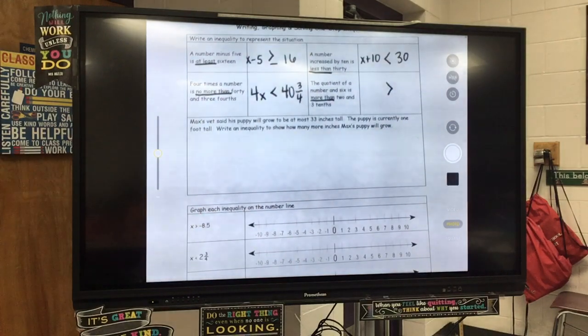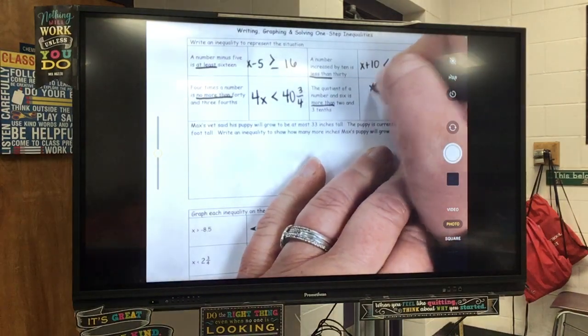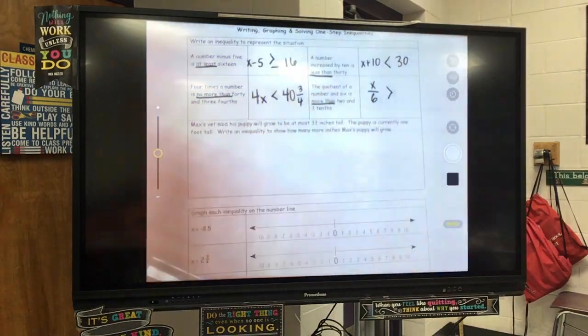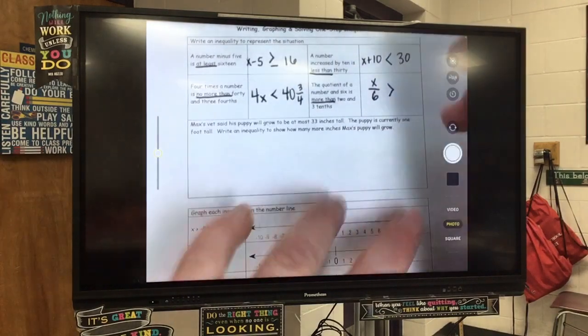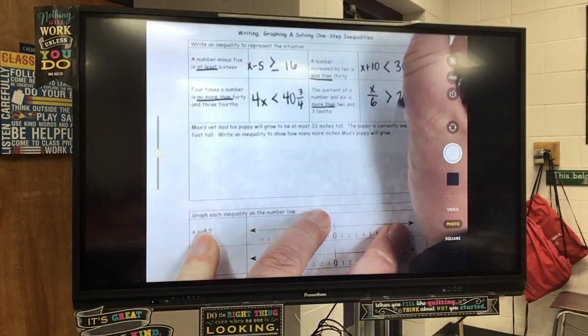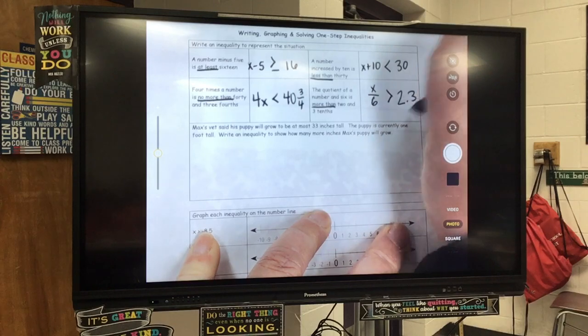All right, what comes next? I would say what comes next, but what do we do next? X divided by 6. And then what's last? What is last? Awesome. 2.3. So you can do 2.3 or you can do 2 3/10, whichever one you want to do.